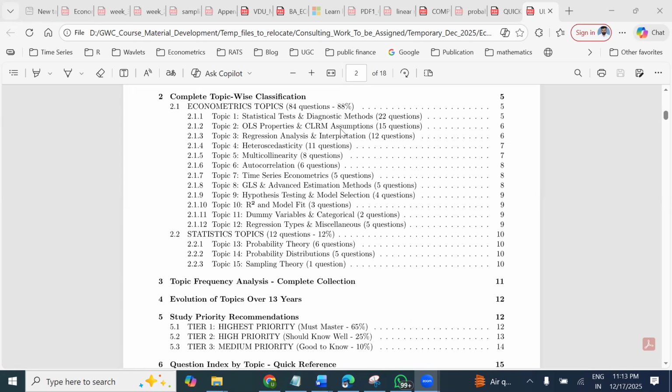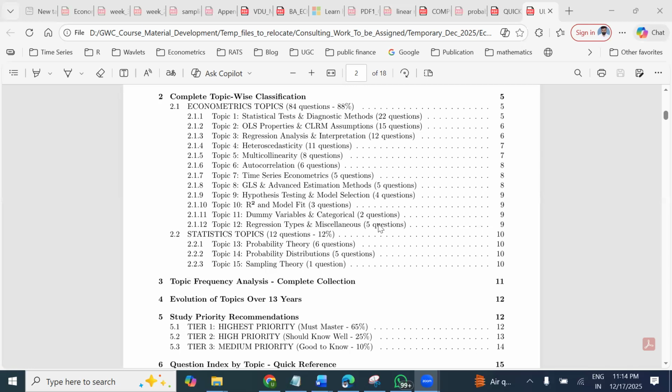OLS property and CLRM assumption, 15 questions are there. Regression analysis and interpretation, 12 questions are there. Heteroscedasticity, 11 questions. Multicollinearity, 8 questions. Autocorrelation, 6 questions. Time series econometrics, 5 questions. GLS, 5 questions. Hypothesis testing and model selection, 4 questions. R square and model fit, 3 questions.